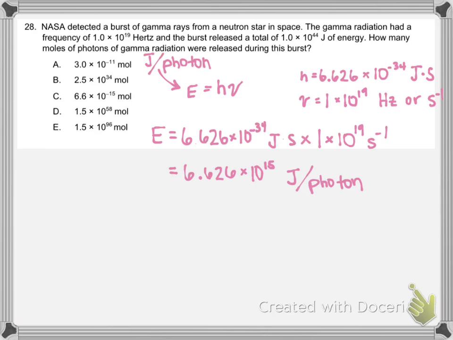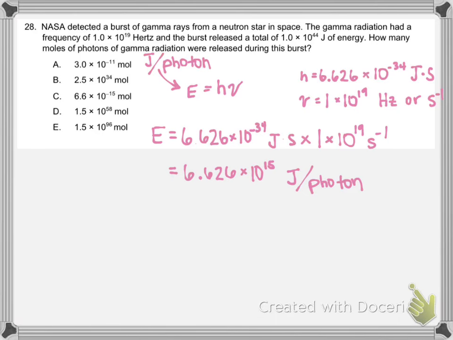Okay. And so now that I know how much energy one photon contributes, I can go ahead and figure out how many photons would make up the entire pulse, or the entire burst. And then if I know how many photons I have, I can just use Avogadro's number to convert to moles.